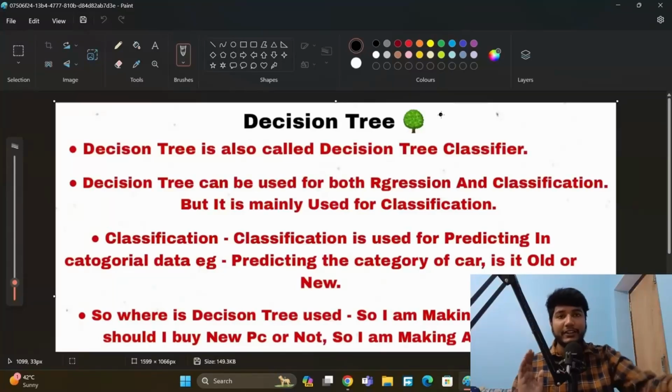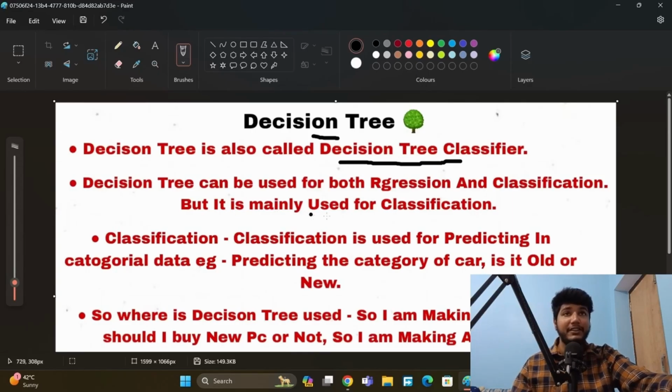In this video, I will explain what a decision tree is. So let's start this video. A decision tree is also called decision tree classification. It can be used for both regression and classification, but it is mainly used for classification. So what is classification? Classification is used for predicting categorical data.